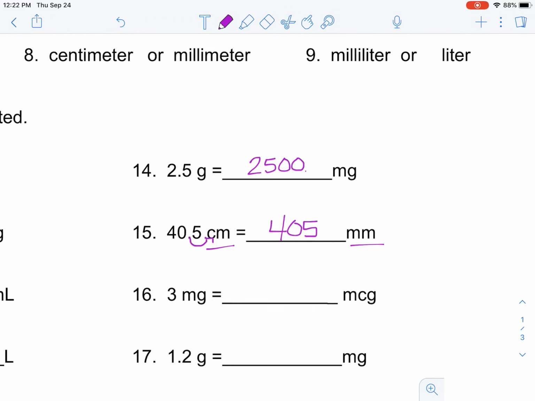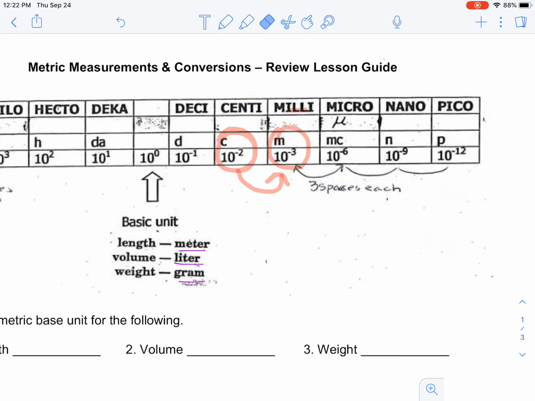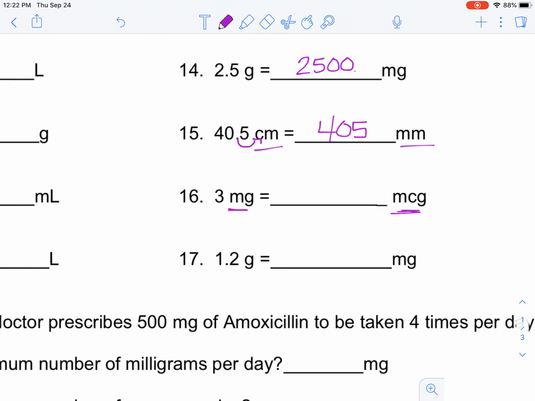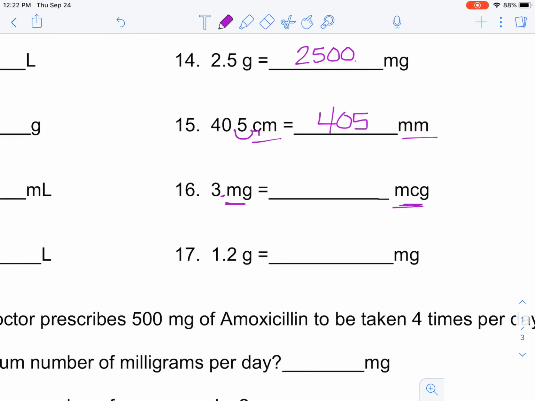Okay, I'm going to do two more examples. I need to make sure I pick out a good one though. I need number 16 here, from milligram to microgram. This is where looking at the exponent is really going to make a difference. So from milli to micro, that only looks like one jump, but since we're looking at exponents, we're going to notice that that's actually a jump of 3 to the right. If I go 3 to the right, 1, 2, 3, that's going to make me have 3,000 micrograms.